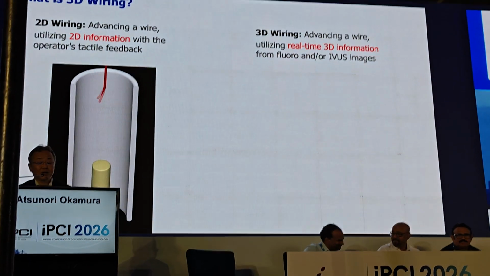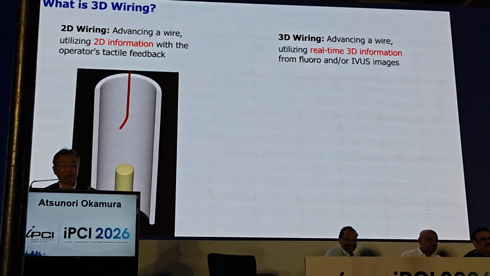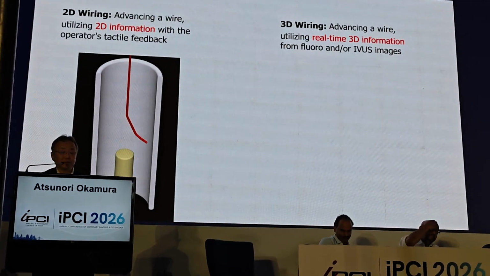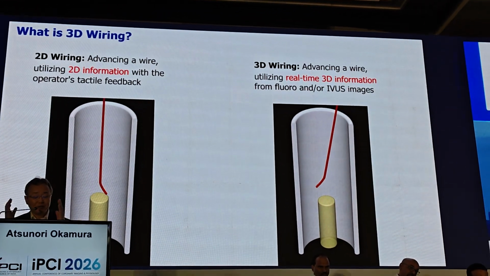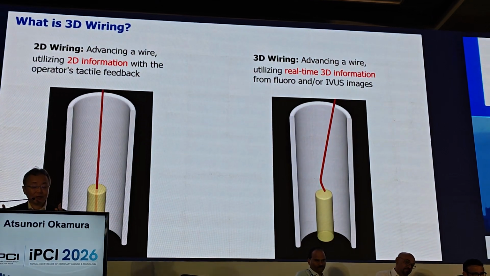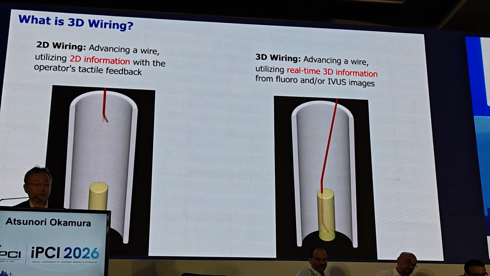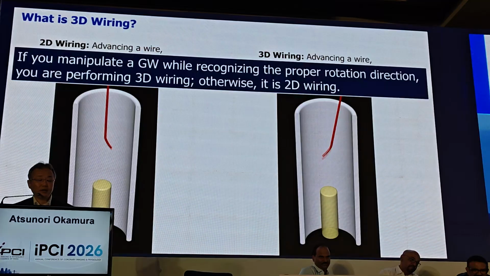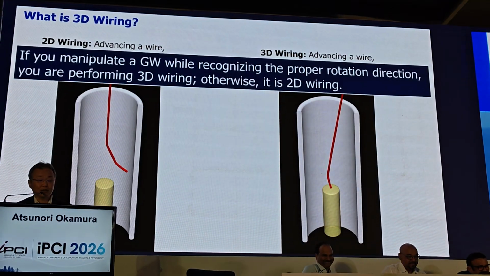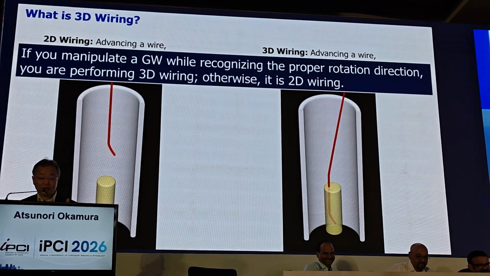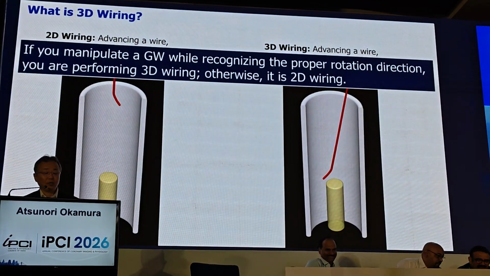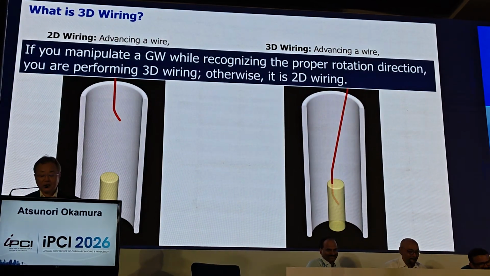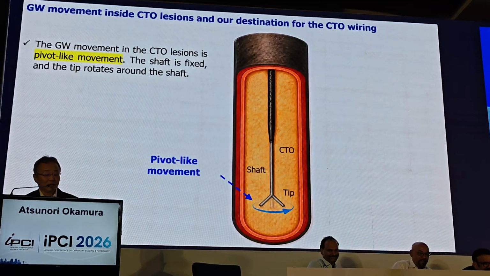3D wiring is advanced guide wiring utilizing real-time 3D information from fluoro or IVUS images, like this one. You advance in a 3D construction, counterclockwise, and penetrate. This is 3D wiring. If you manipulate the guide wire while recognizing the proper rotational direction, torque direction, and wire direction, you are performing 3D wiring. Otherwise, it is 2D wiring.